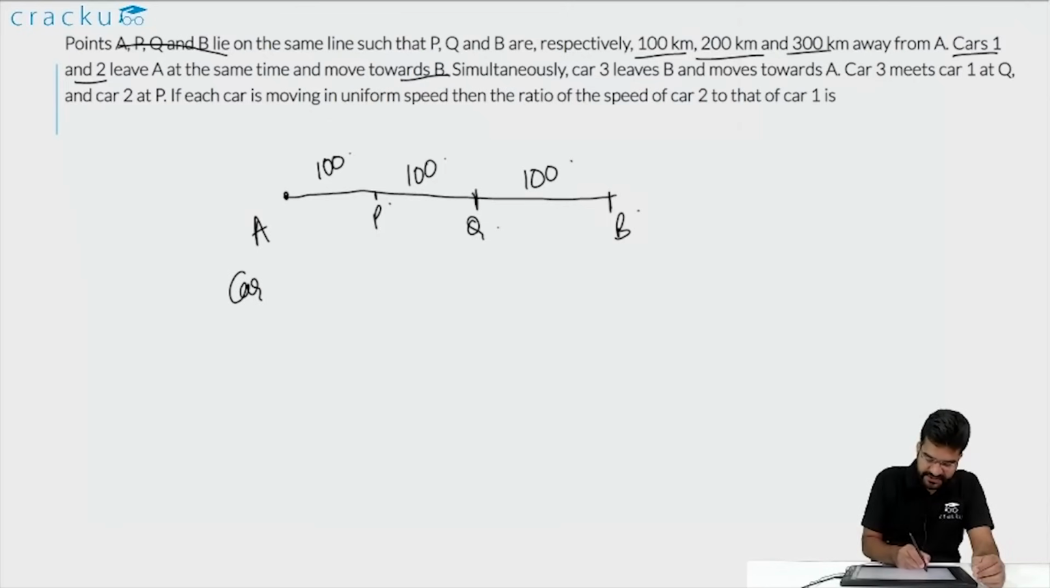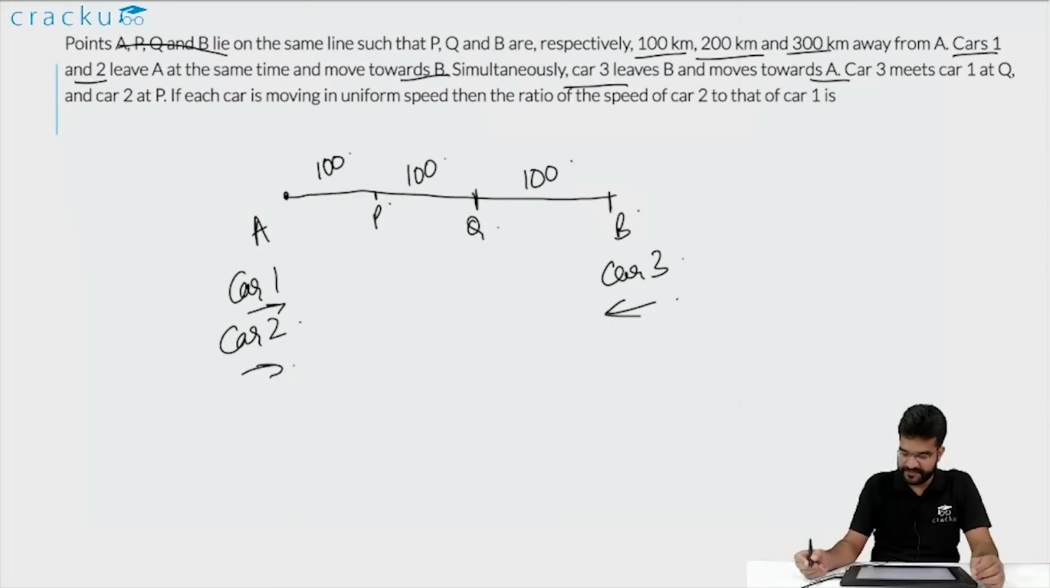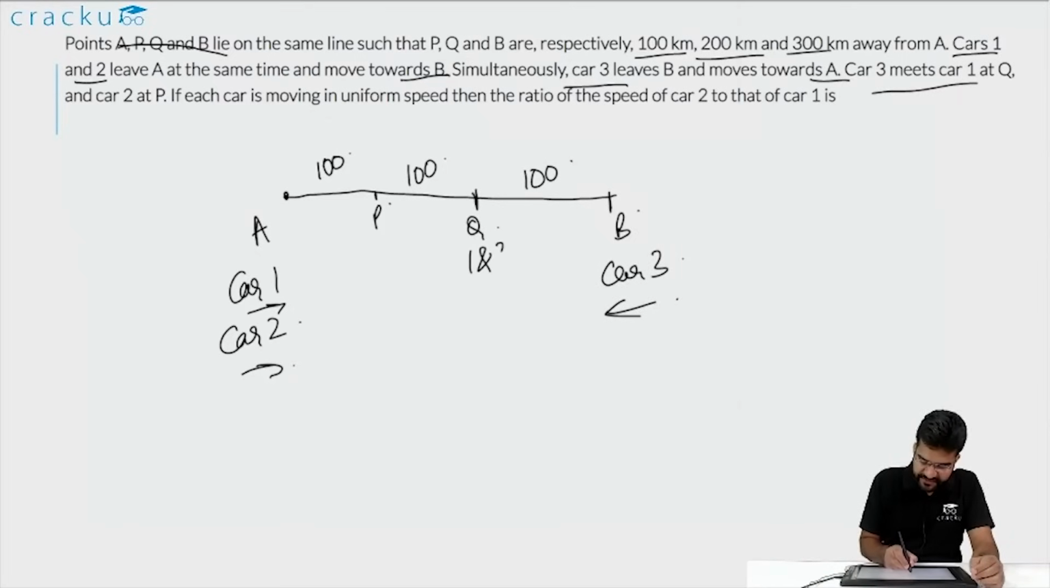So this is car 1 and this is car 2. Both of them are going towards B. Simultaneously car 3 leaves B and moves towards A. So at the same time car 3 starts from B and goes towards A. Car 3 meets car 1 at Q. So at Q 1 and 3 meet, and car 2 at P. So at P 2 and 3 meet.